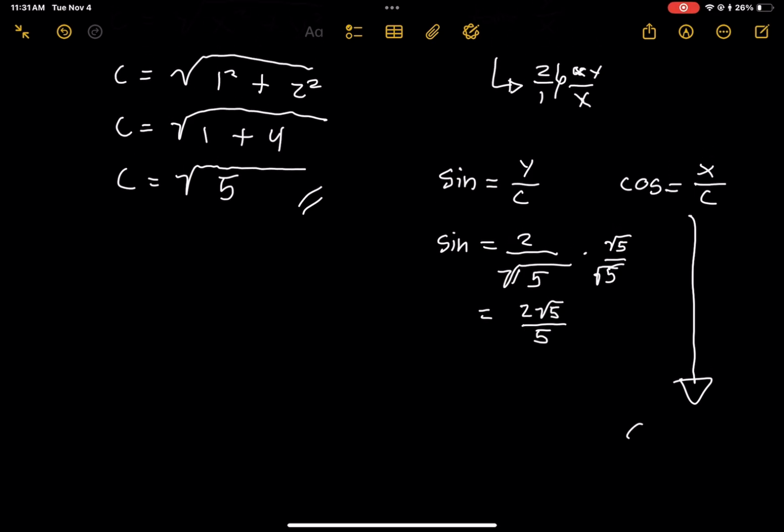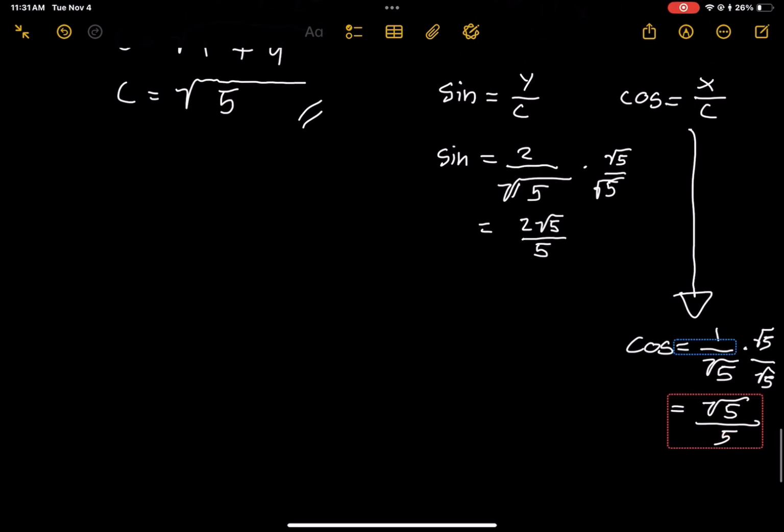Moving on to the value of cosine, our x is 1 over c, which is the square root of 5. Again, rationalizing it, multiplying by square root of 5 over square root of 5, we'll have square root of 5 over 5. So therefore, that is our value of cosine. Now that we have all the 3 basic trigonometric ratios, we can now have their reciprocal values. Let us first write their values. Tangent theta is equal to 2.